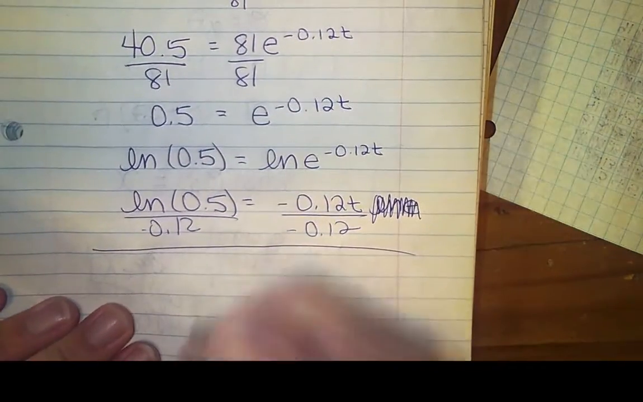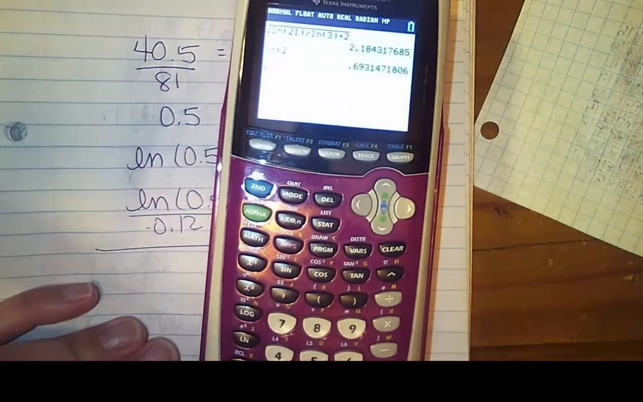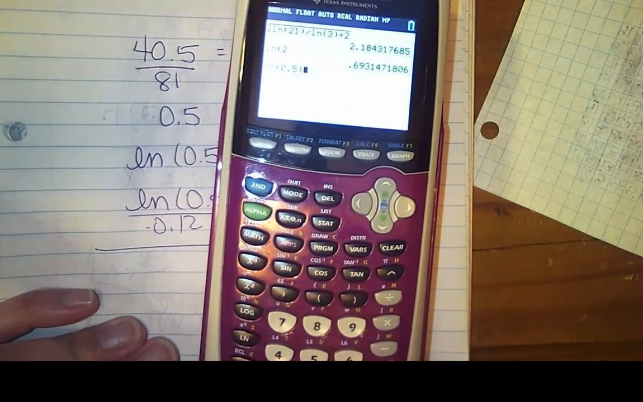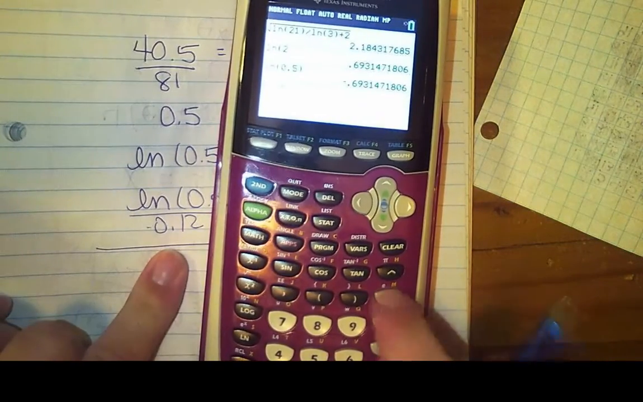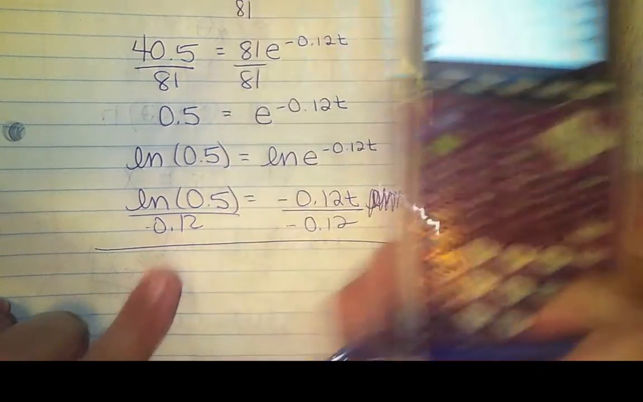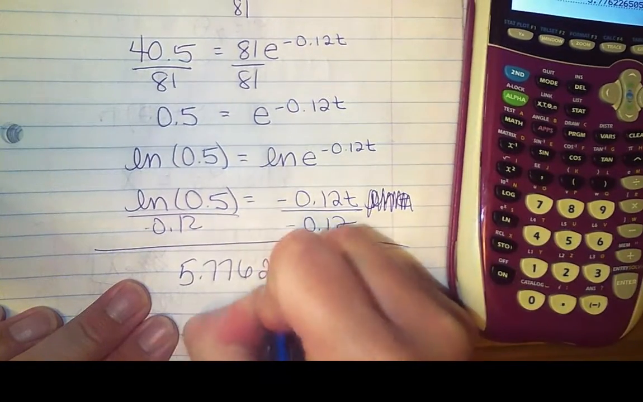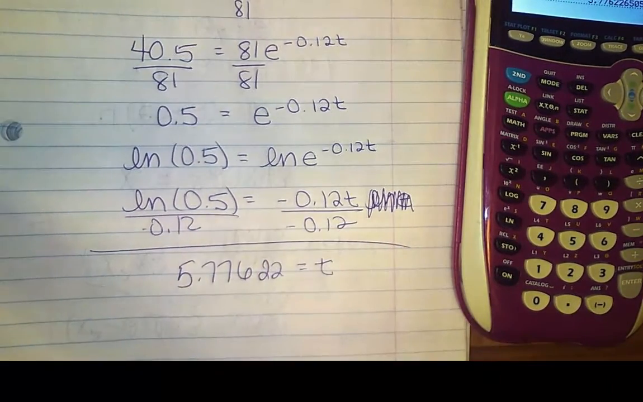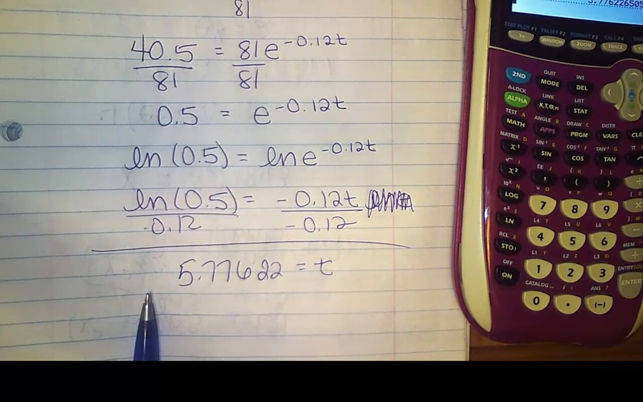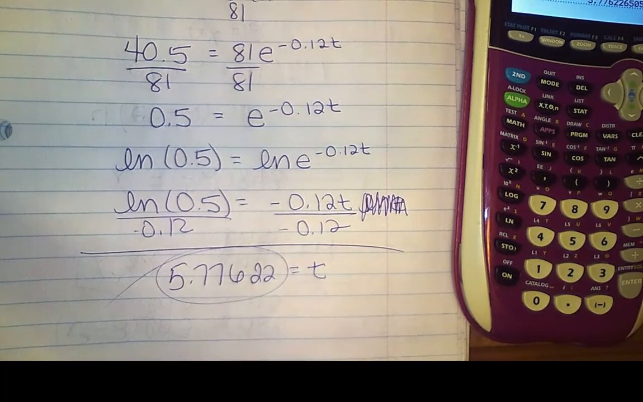And that is going to give me, what is that going to give me? The natural log of 0.5 divided by negative 0.12 gives me 5.77622. So 5.77622 equals t. So almost 6 years. It took almost 6 years for it to decay halfway.